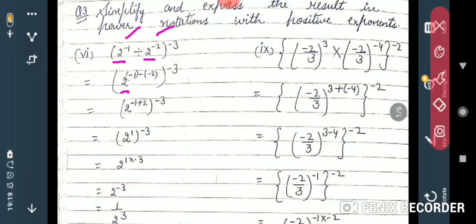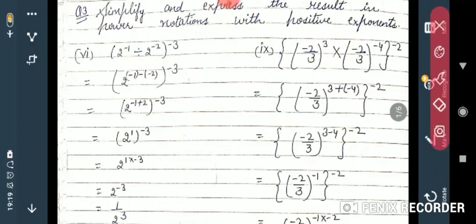So what will we do? We will subtract the powers. Why? Because here the division sign is there. So minus 1 minus, what we have to subtract? Minus 2. The bracket power is minus 3. Then 2, the power is minus 1, then minus minus plus 2. If you subtract 1 from 2, what will you get? 1. And the power will be positive, because the 2 is greater and it is positive. So the power is minus 3.